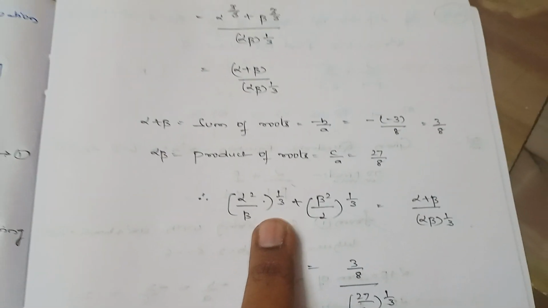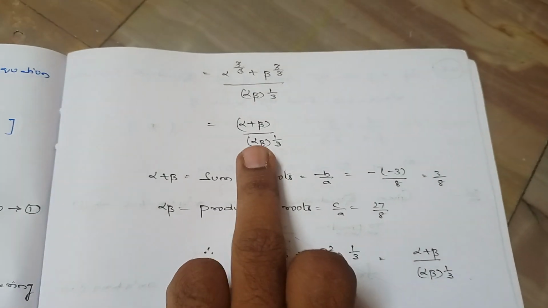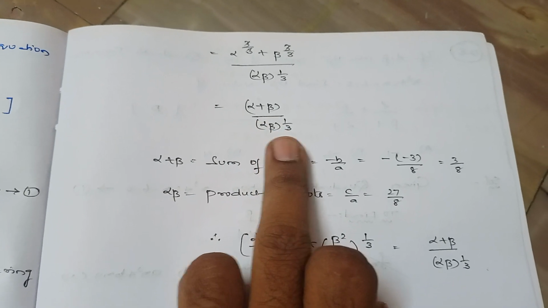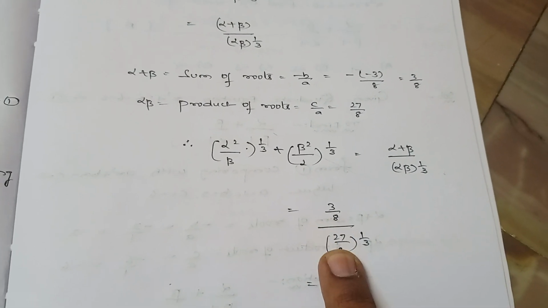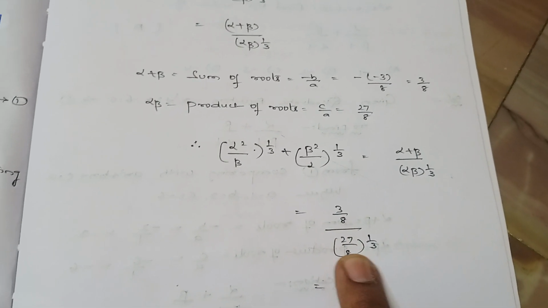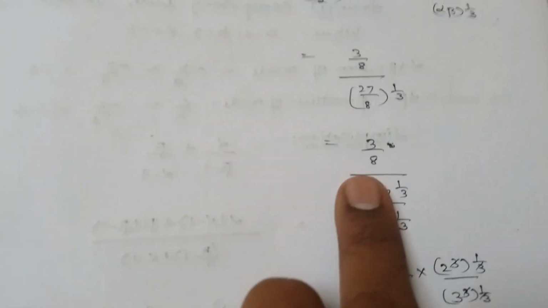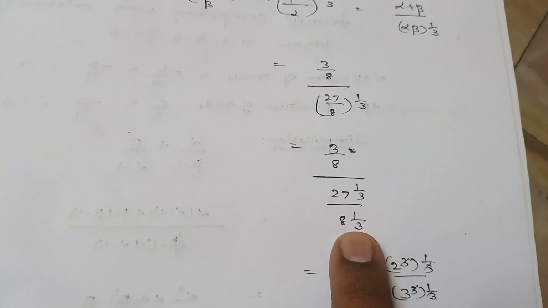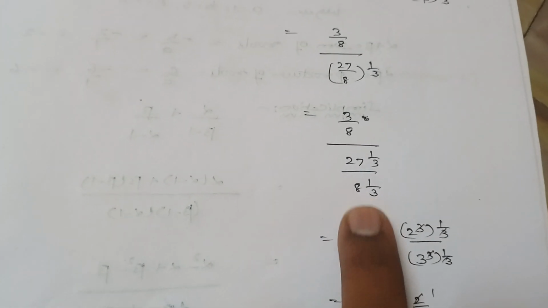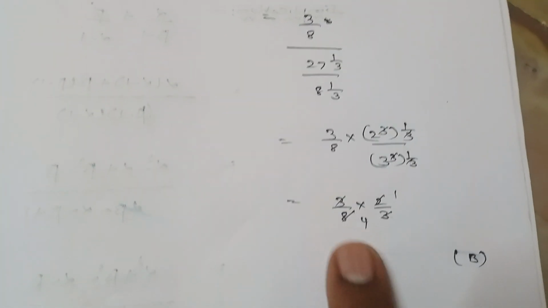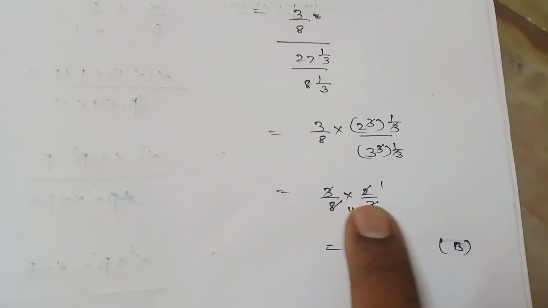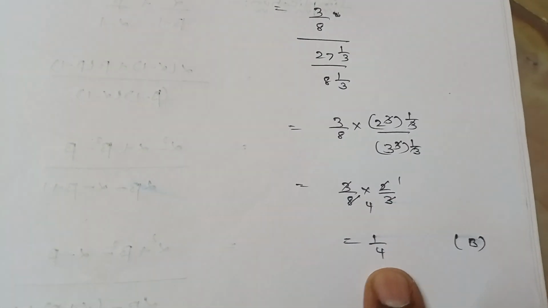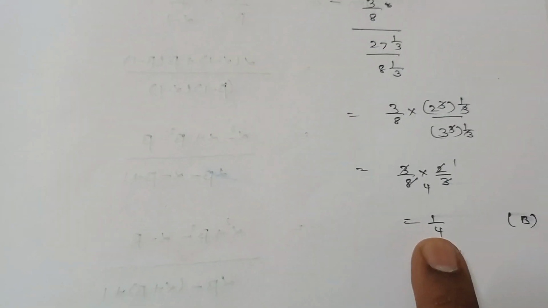Now this value we simplified in this format, (alpha plus beta by alpha beta) whole to the power 1 by 3. Now substitute the values. Alpha plus beta is 3 by 8 and alpha beta is 27 by 8, whole to the power 1 by 3. Now the numerator part you can write as it is, and in the denominator part we can split 27 as 3 power 3 and 8 can be split as 2 to the power of 3. We can split as a power 3, right? So simplify, we get 3 by 8 into 2 by 3. We get 1 by 4 guys. After simplification we get 1 by 4, that is option B.